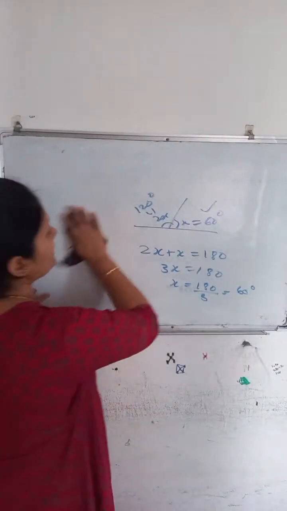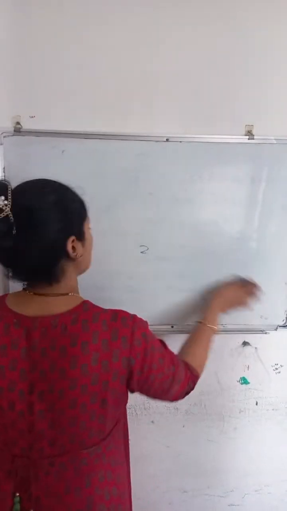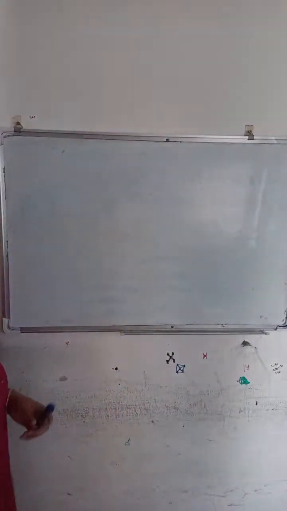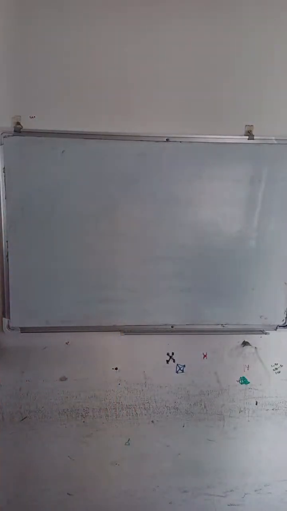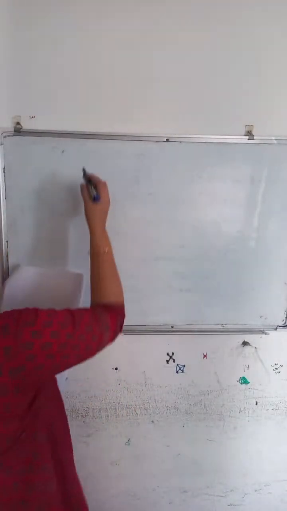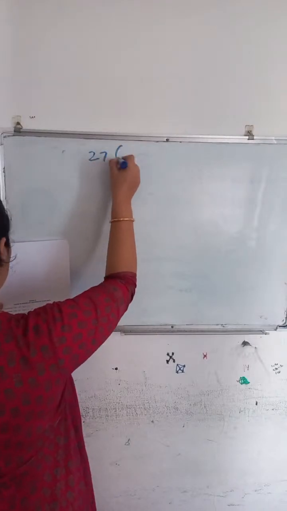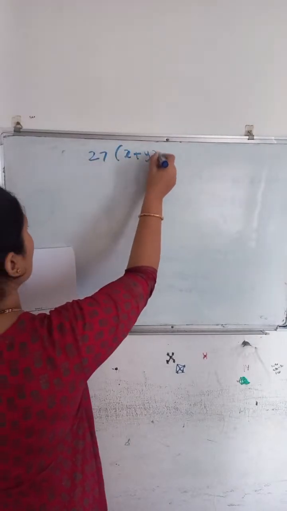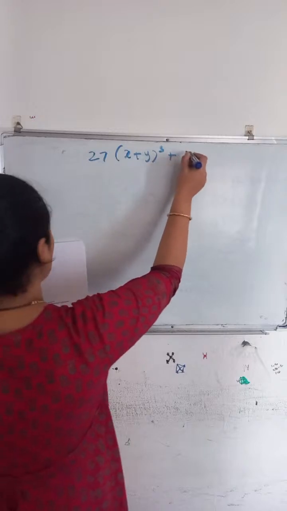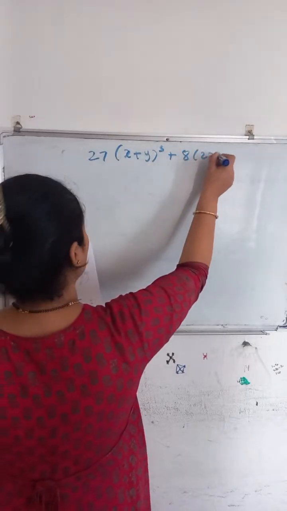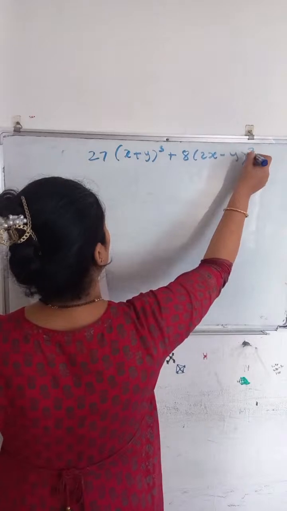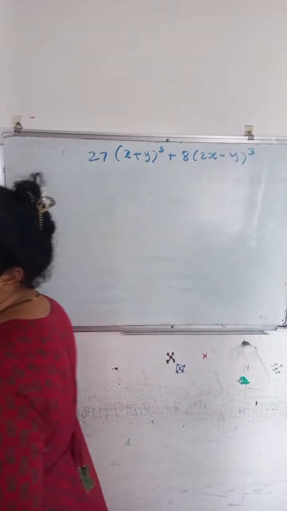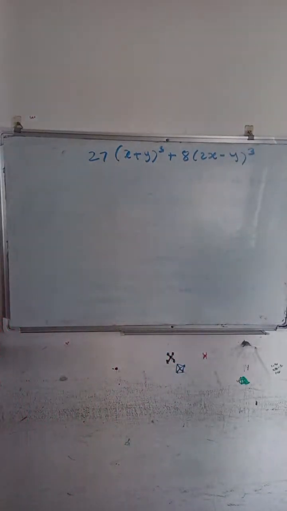Everyone knows the identity, I hope. Based on that only we have a question. So here we have 27 (x plus y) cube plus 8 (2x minus y) cube. This is the question, and they are asking us to factorize this. So check which identity we can use here.